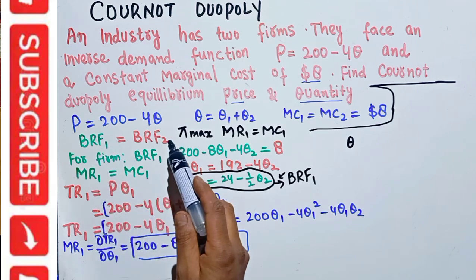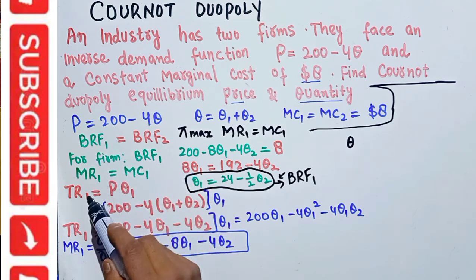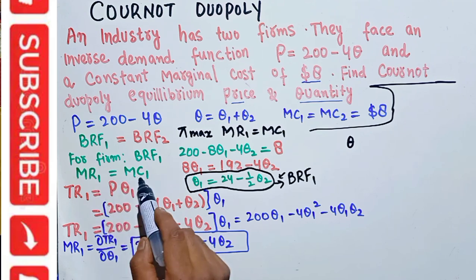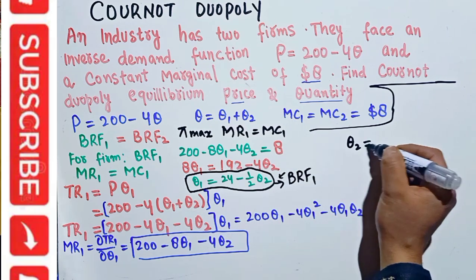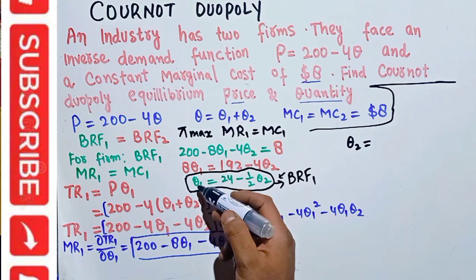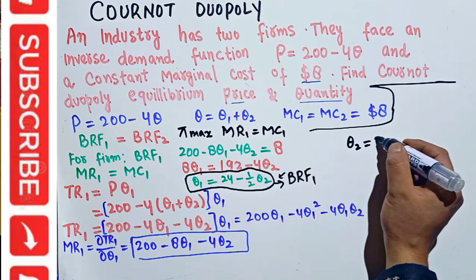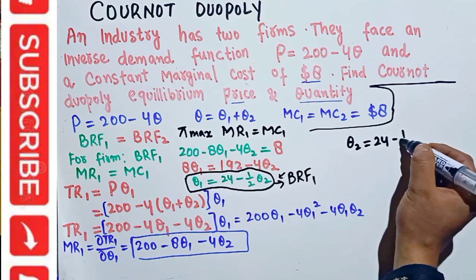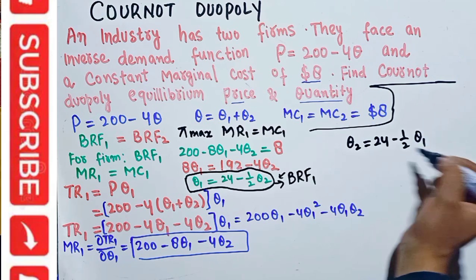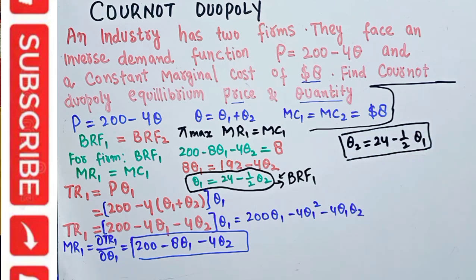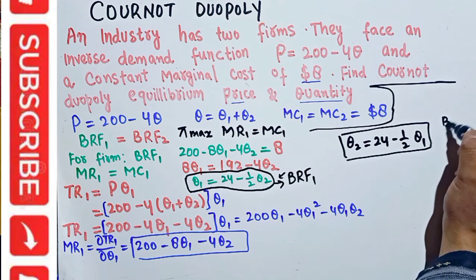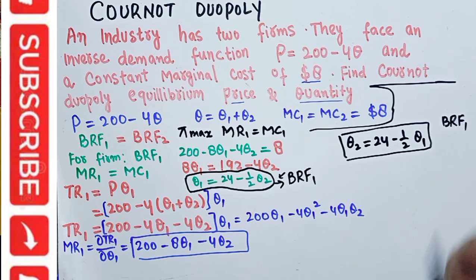To calculate the BRF for firm 2, simply we equate the marginal revenue of firm 2 with the marginal cost of firm 2. When we do that, since by symmetry we have the symmetric costs, we will get q2 equal to, in place of q1, q2, which will be equal to 24 minus 1 upon 2 q1. Okay, so by symmetry, this will be the BRF of firm 2.